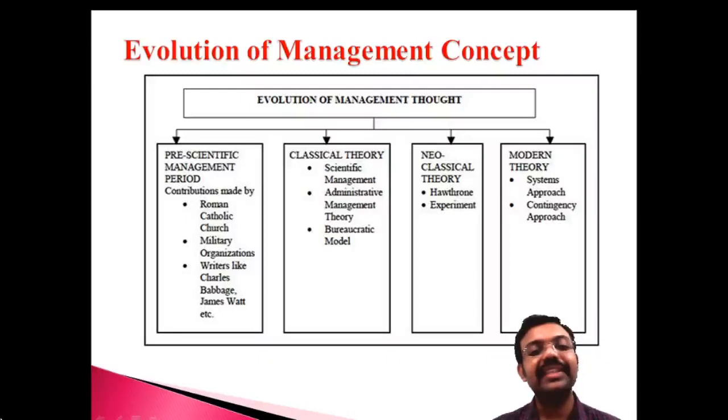And the third one is the bureaucratic model. The bureaucratic model is the third important element of the classical period. This model was framed by Max Weber. So these are the three important elements of the classical or scientific period: the management contributions made by F.W. Taylor, Henry Fayol, and Max Weber.